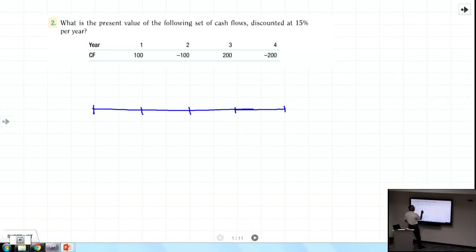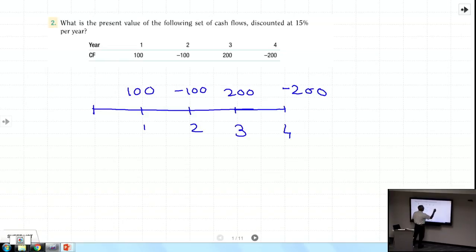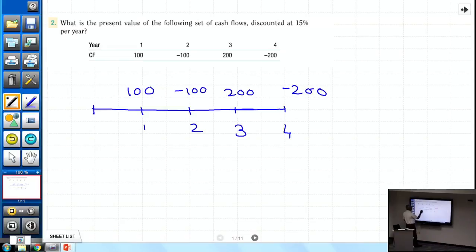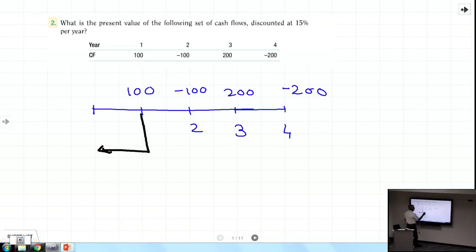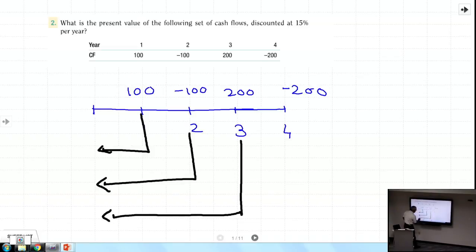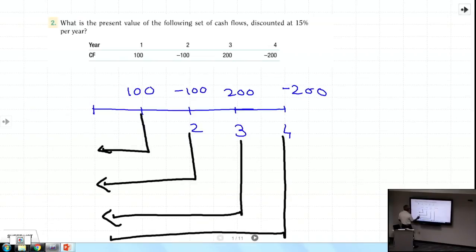So that's 4 years, 1, 2, 3, 4. Cash flow is 100, negative 100, 200, negative 200. So one of the ways in which I can calculate the present value is to take each cash flow and convert them into their present values. And then I will add them up.